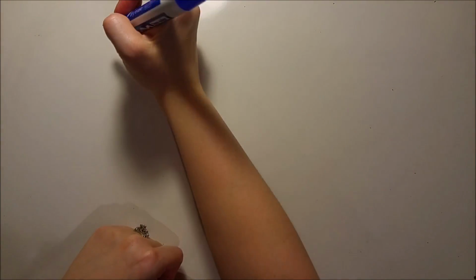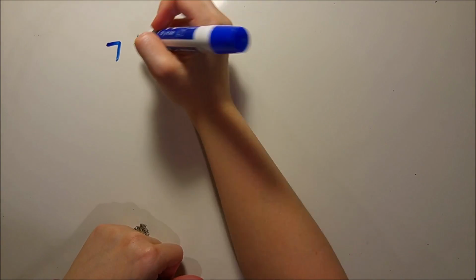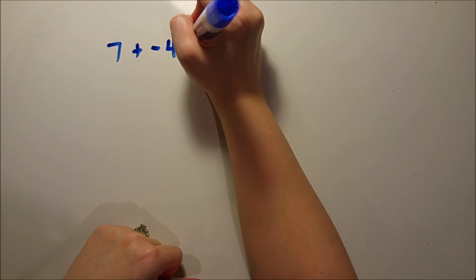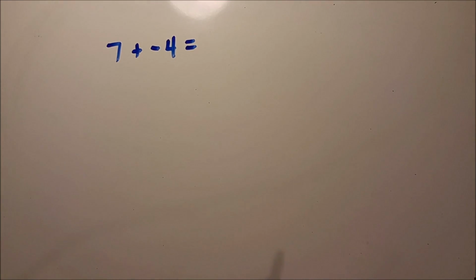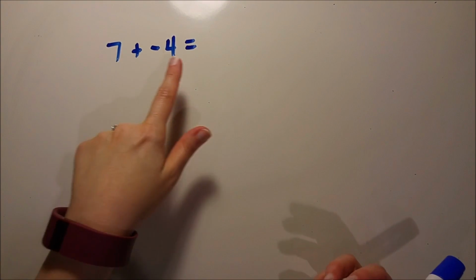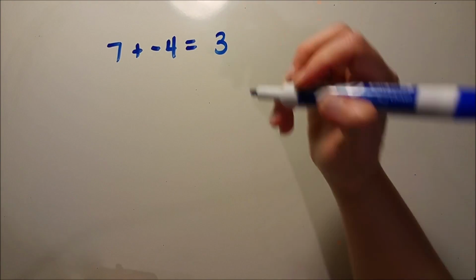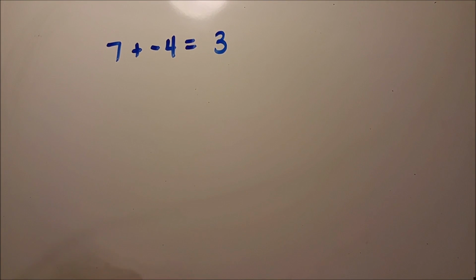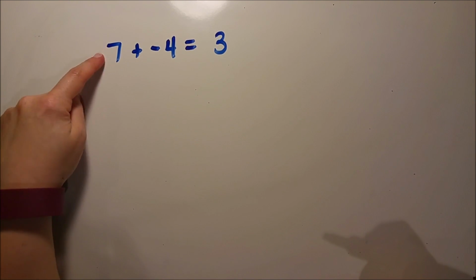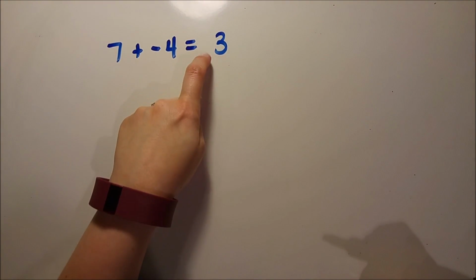What if we have the positive number first? What about 7 plus a -4? Okay, so let's think of it again. Signs are different. We will subtract. 7 minus 4 is 3. We will keep the sign of whichever number has the bigger absolute value. Which number is further away from 0? 7. 7's positive, so this will be positive.